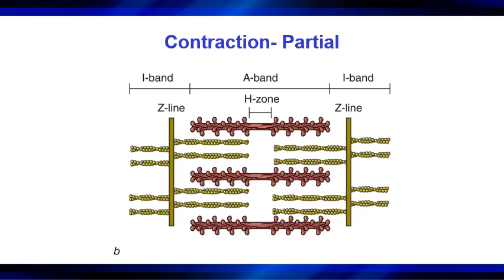Now you're getting greater force potential. The reason you're getting the greater force potential at this point is because of the cross bridge alignment. So now you have a greater potential for force, because you can start to get that cross bridge formation with the actin and myosin filaments.